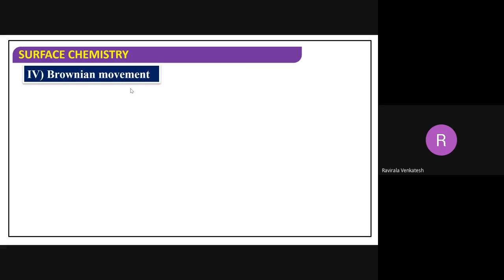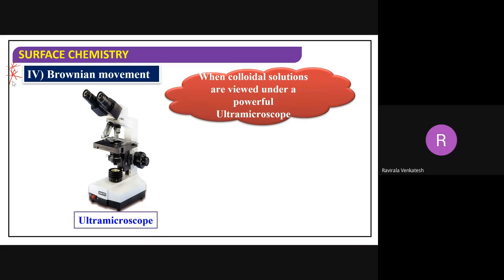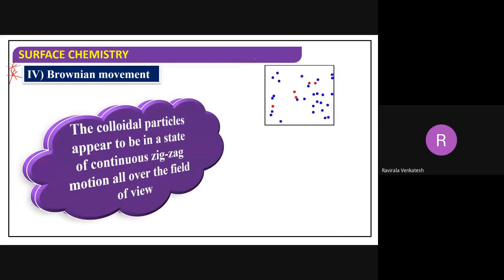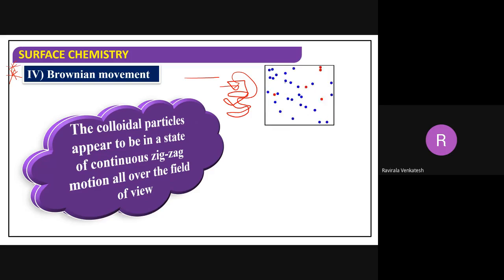Some more properties we'll discuss. Brownian movement is very important. Both the Tyndall effect and Brownian movement are very, very important. Let me show the Brownian movement here. I have taken an ultramicroscope because it is visible under a microscope only. These are the colloidal particles. How are they moving? In a straight line? No, they are moving in a zigzag structure like this. This can be observed under the ultramicroscope.